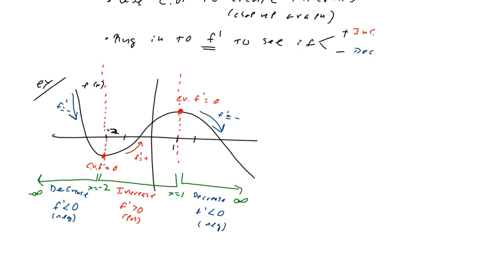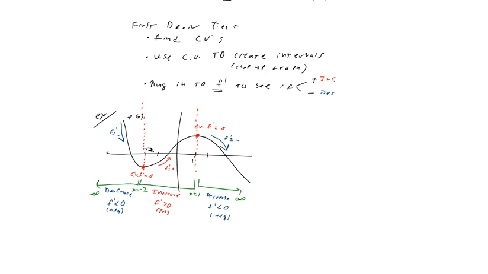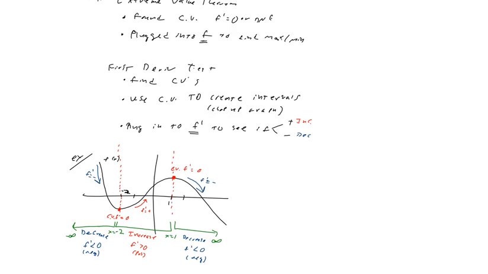So that idea, that is the first derivative test, right? If the derivative is positive, then it's increasing for that section of the graph. The only place it changes is these critical values. We find these critical values to find the intervals, right? So again, we use the critical values to create the intervals, and then we plug into f prime to see if it's positive, where your graph is increasing on the interval, or negative, where it's decreasing on that interval.